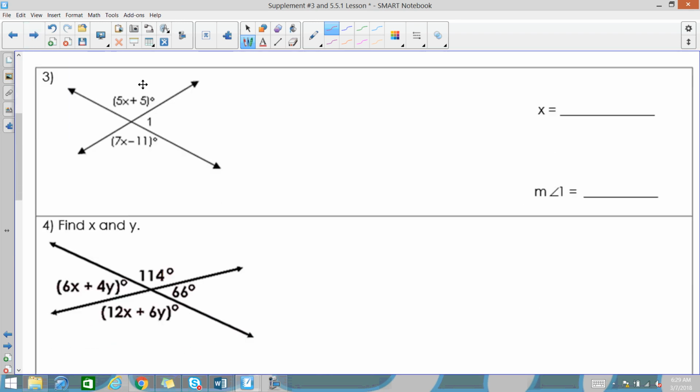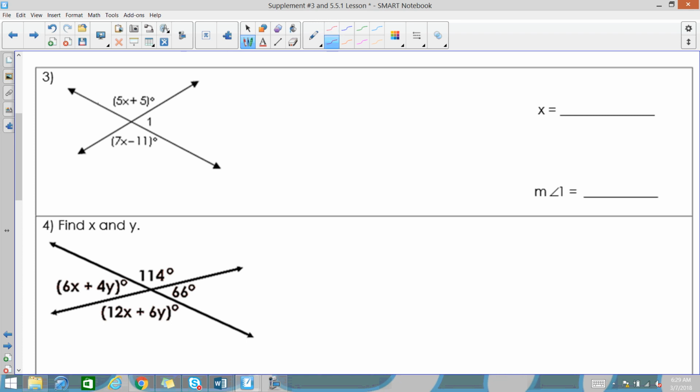All right, now this is what should be on the back side of your paper. Ready? So now what we're going to do is take our knowledge of vertical angles and go a little bit further. I know that vertical angles are congruent. In problem number 3, I do not have a constant like I did in the last 2 problems. So how do we do this?